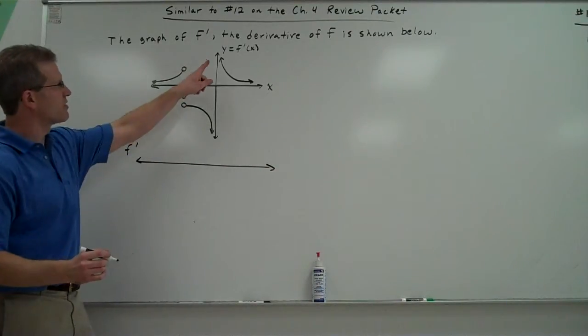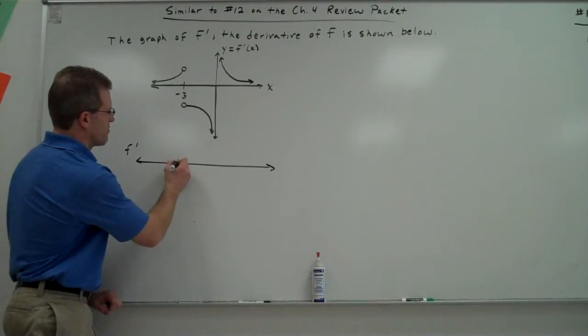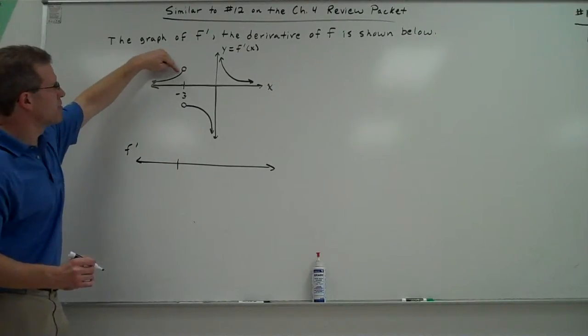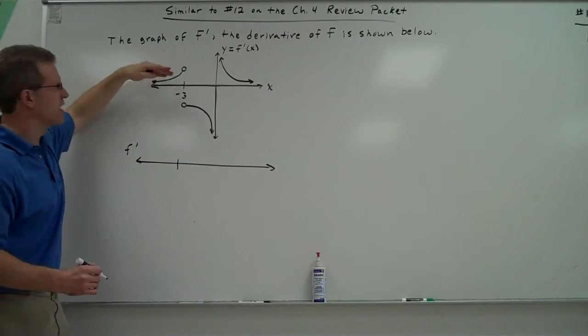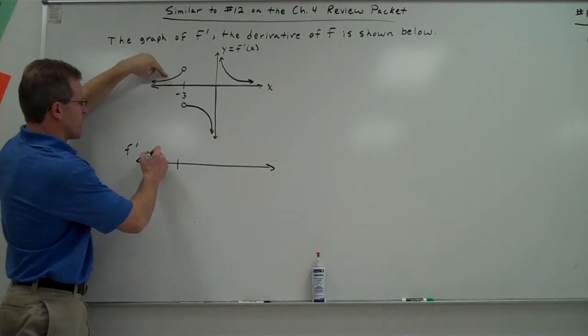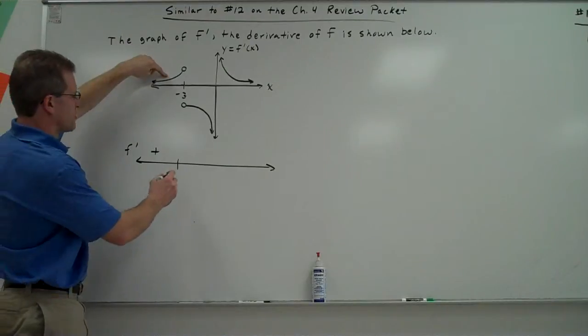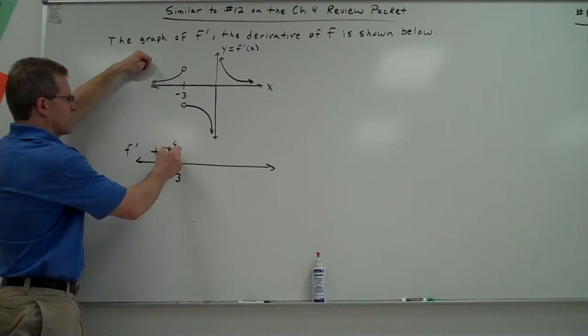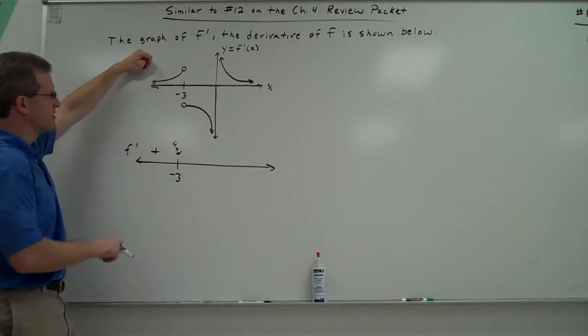And the y coordinate tells you the derivative. So that means the y coordinates here, would they be positive or negative? Positive, because you're going up. So you have a positive first derivative up until negative 3. At negative 3, there's no y coordinate, so it's undefined, so f prime would be undefined.